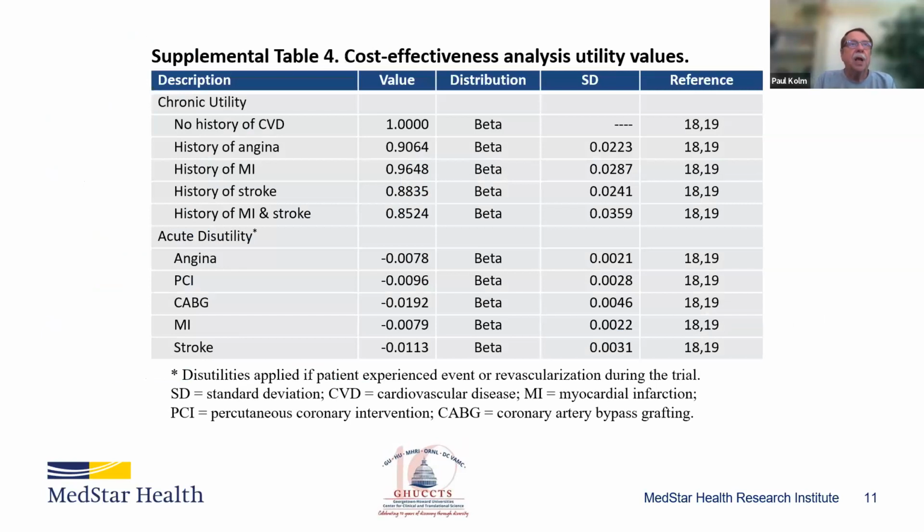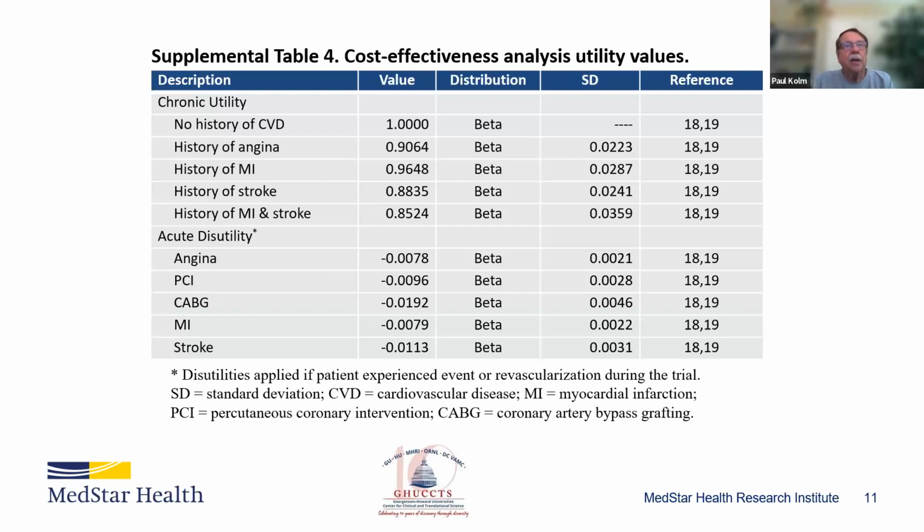The first column there, chronic utility. So if a patient had no history of cardiovascular disease, then you get a value of 1. If they have a history of angina, then it's 0.9, or a history of MI, it's 0.96, and so on. So this is a starting point, and there can be more of these. In this particular study here, it was cardiovascular histories. So this is our starting point. So as I mentioned, if they have none, we start out with a value of 1.